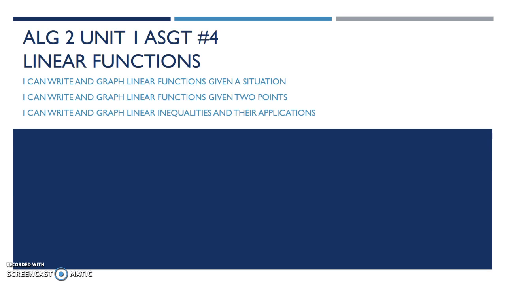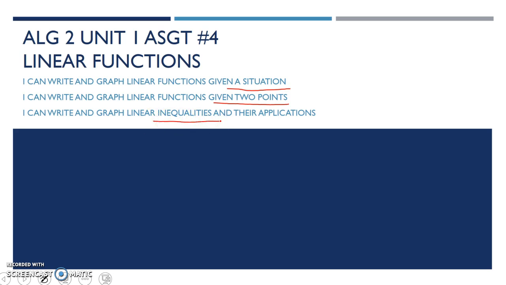They all have to do with linear functions. One is just writing a linear function and graphing a linear function based on a given situation. Same thing, the second learning target, except this time you're not going to be given the situation, you're just going to be given 2 points and you'll have to write the linear function to make predictions. And then finally, we're going to be able to graph linear inequalities and apply them to different situations.